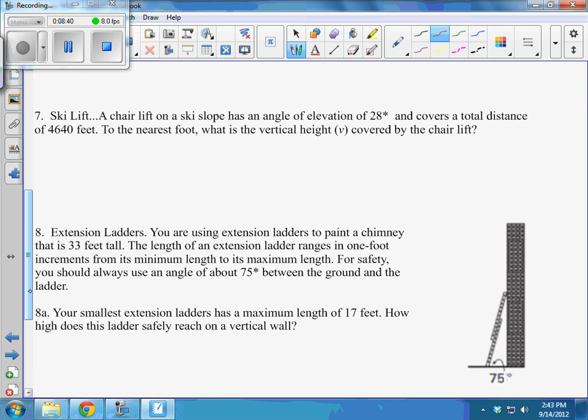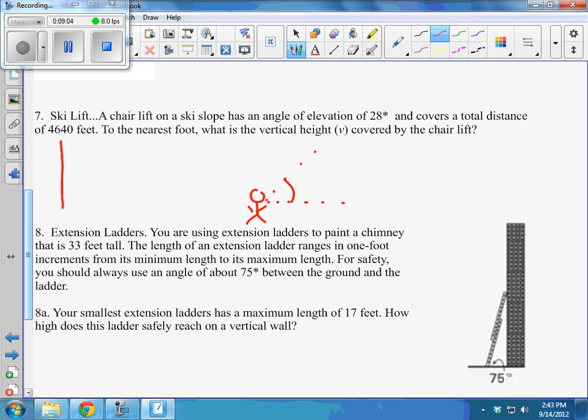All right, the next problem, 7, 8, are word problems. So it says a chairlift on a ski slope has an angle of elevation of 28 degrees. Remember, angle of elevation is when you're standing on the ground, on the lower level, and you look straight ahead and you look up. That's the angle that's formed. And it covers a total distance of 4,640 feet.